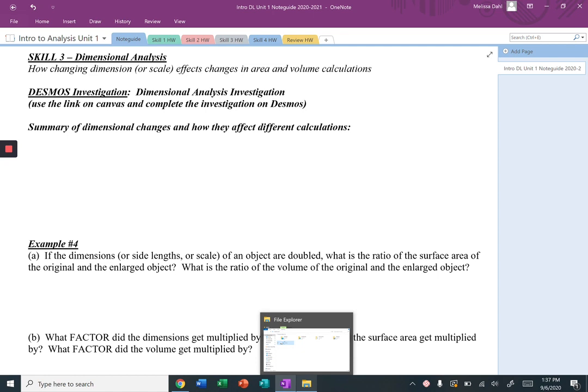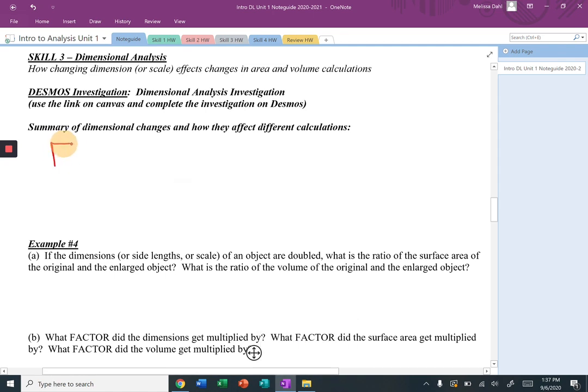So you did an investigation on Desmos, and hopefully it at least gave you a basic understanding. The idea of what we should have seen was about ratios. These aren't actual numbers. So let's say that you had some figure. Let's make it a box. And then you made your box larger.